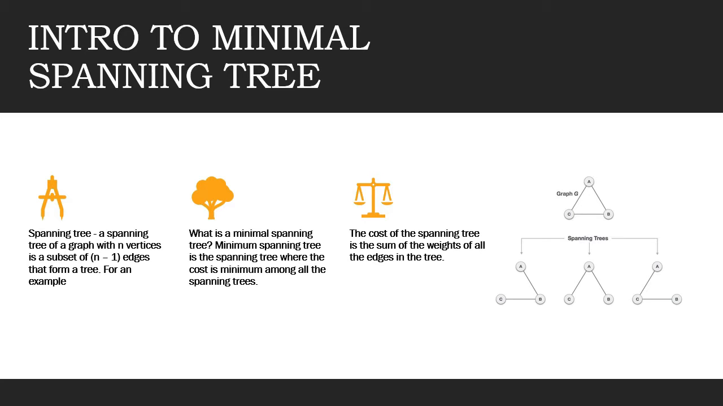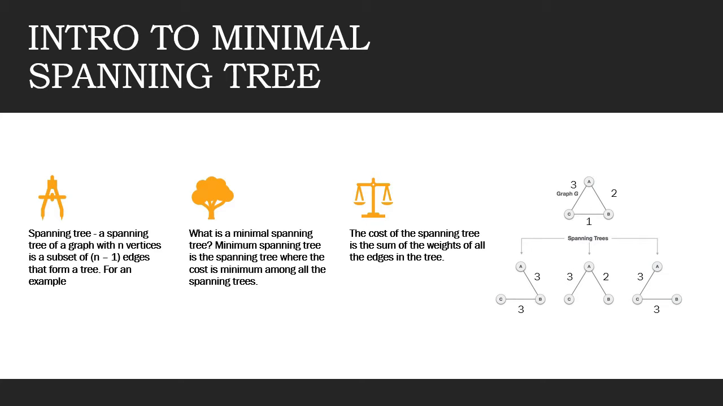Now, what is a minimal spanning tree? A minimal spanning tree is the spanning tree where the cost is minimum among all the spanning trees. What does the cost mean? The cost of a spanning tree is the sum of the weights of all the edges in the tree. And what are weights? It is the value of the edges. You can say length, you can say weight, but mainly it's called the sum of weights. So the cost of the spanning tree is the sum of the weights.